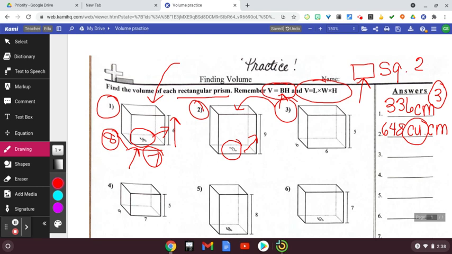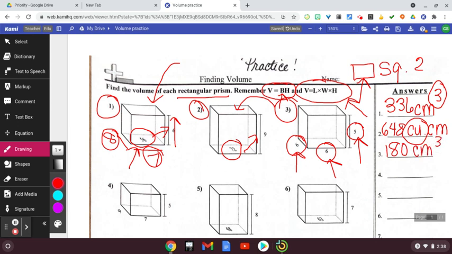This one is the easiest. Here's your length, width, height. And remember, it does not matter. Multiplication is commutative. So whether you multiply your 6 times your 5 first and then your 6, it doesn't matter. You're still going to get the same exact answer. So you're just multiplying all 3 of those together and you get 180 centimeters cubed.